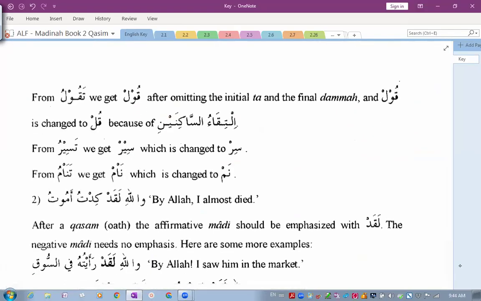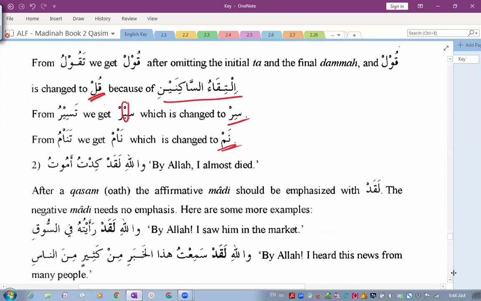So from taqulu, we get qul, and I just showed you all of this. What we are left with is qul because of iltiqa'u sakinayn, and you drop the waw. From tasiru, we get sin, ya, and ra, and then you drop it. We're left with sir. From tanamu, we get nam. So that's all. This covers our Ajwaf. So we have done Misal, we have done Ajwaf.